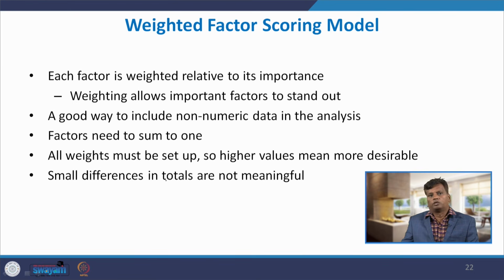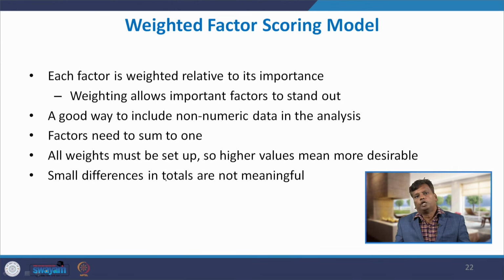We will discuss the weighted factor scoring model. First, we will find out the factors or criteria for choosing the project. Then each factor is weighted relative to its importance. Weighting allows important factors to stand out, in the sense some criteria may be very important, so we can give them higher weightage. That way, when choosing a project, that factor will play an important role.